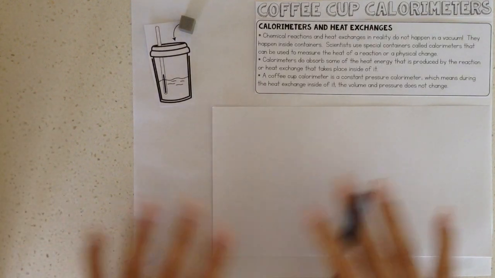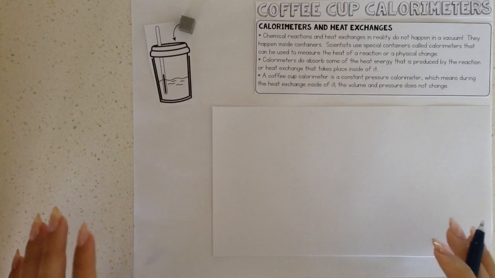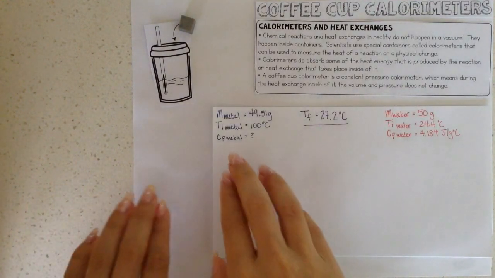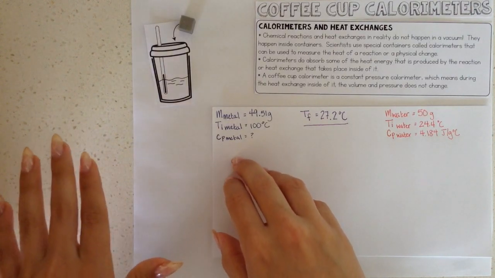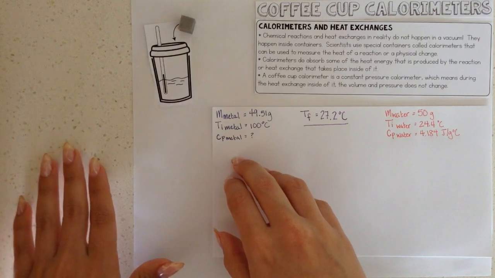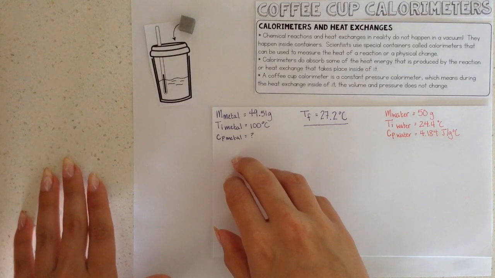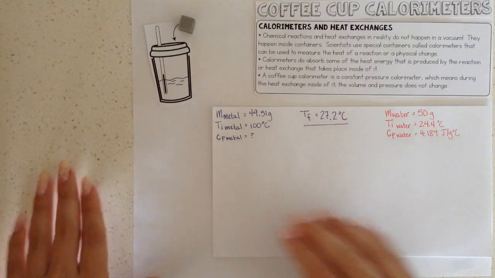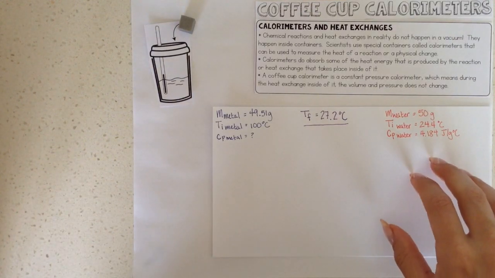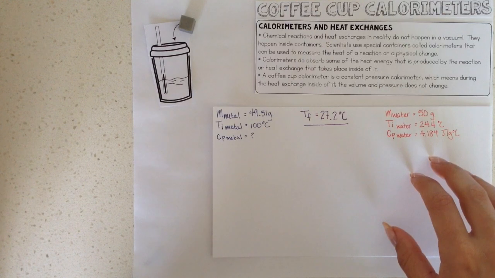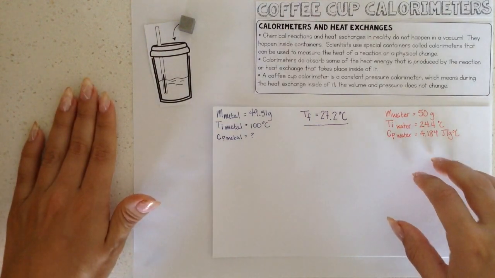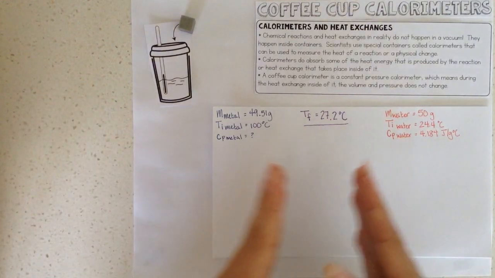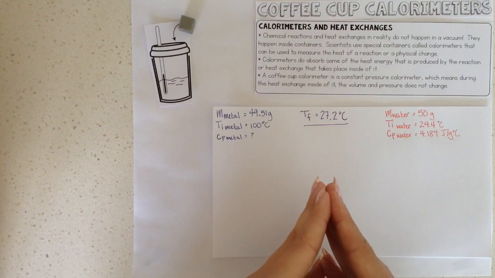So let's write down our situation and start solving this problem. So we have information for our metal, the mass of our metal, the initial temperature when it was in its boiling water bath, 100 degrees Celsius. We don't know the specific heat. That's what we're looking to find out. We know information about the water. If you start with 50 milliliters of water, the density of water is 1 gram per 1 milliliter, so that means we have 50 grams of water. We know the initial temperature of water, we know the heat capacity of water, and we know the final temperature once they've come to an equilibrium temperature.